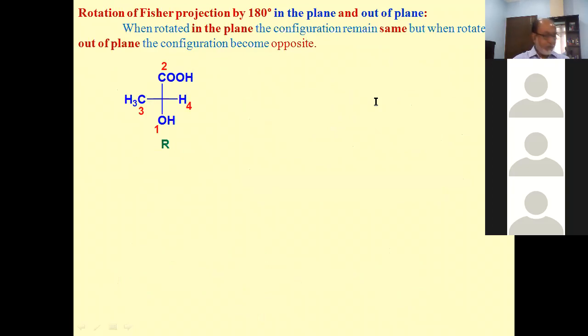Okay, I will stop after this. You see, this is another very, very important thing: rotation of Fischer projection by 180 degrees in a plane and out of plane. Just see, I think you have not done these things in your college. Did you do?